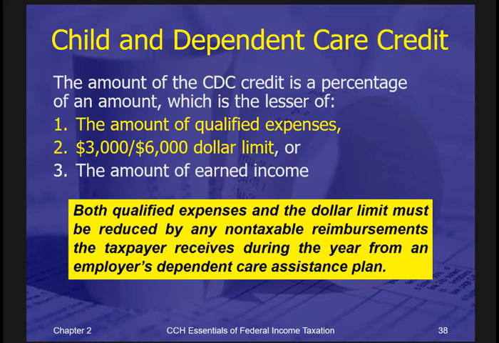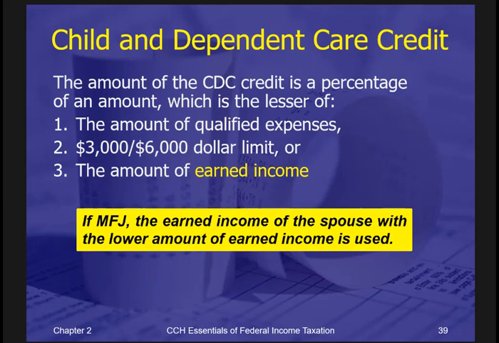If you get any reimbursement from your employer, that has to be reduced from both of those dollar amounts. When they are married filing jointly, the earned income of the spouse with the lower amount of earned income is used. So you take both of them on the form and you look at the person that makes the less. So somebody has to make money in terms of employment for this to work.